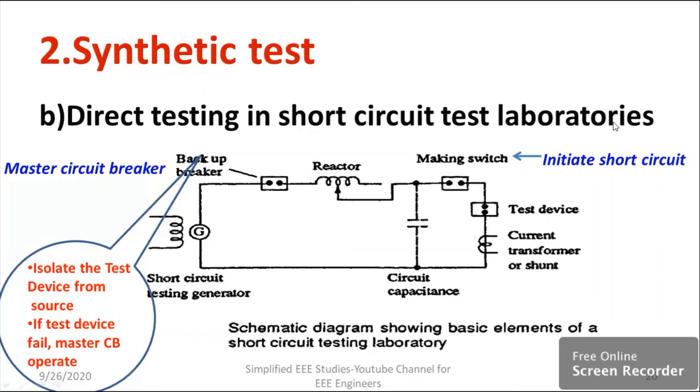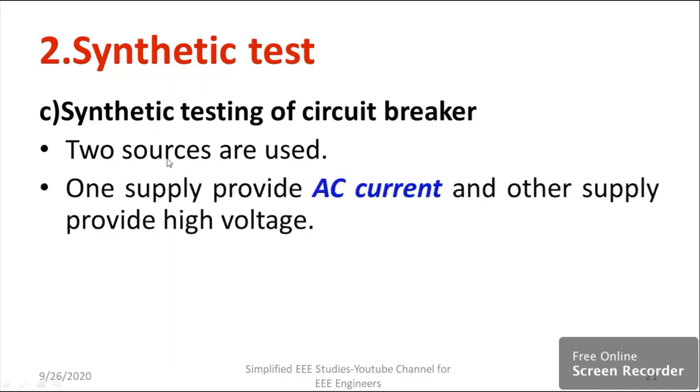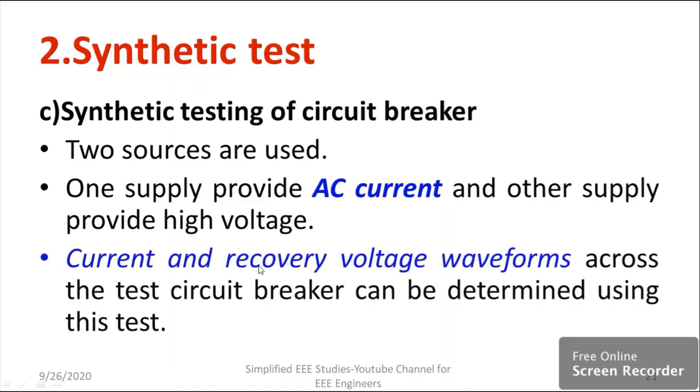Now I'll be moving on to the third procedure, that is known as synthetic testing of circuit breaker. Let us understand the importance of doing the synthetic test, why it is required. Here we are going to use two sources. One supply provides AC current, the other provides high voltage, that is basically DC. The current and recovery voltage waveform across the test circuit breaker can be determined by using the test.